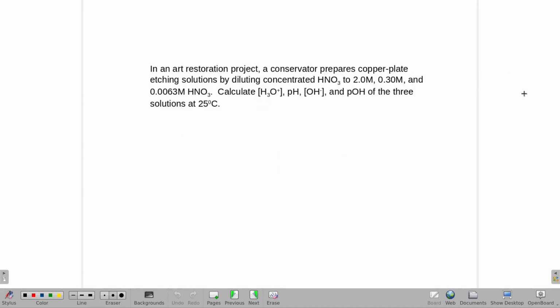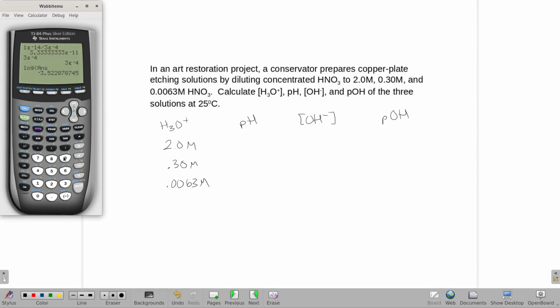Alright, let's do some weird stuff with another strong acid. I've given you a bunch of different concentrations of the HNO3. Turns out that, being a strong acid, that is technically also the concentration of H3O. So I'm just going to write these down, and we want to actually do some things with it. We want to calculate the pH from each of these, the OH from each of these, and the pOH. Now, the pH is probably the easiest one to calculate right off the bat because I'm just going to take the negative log of whatever that number is.